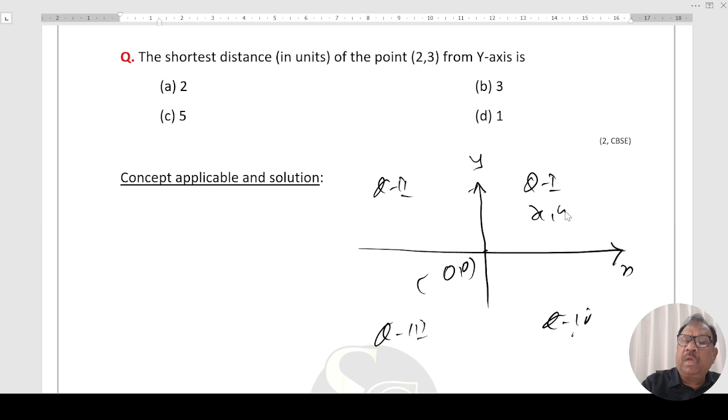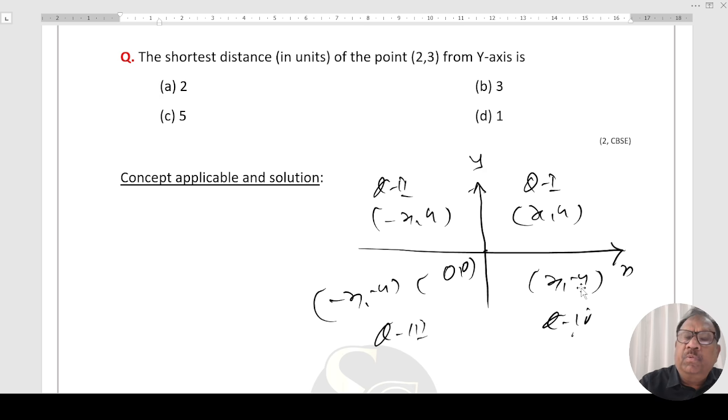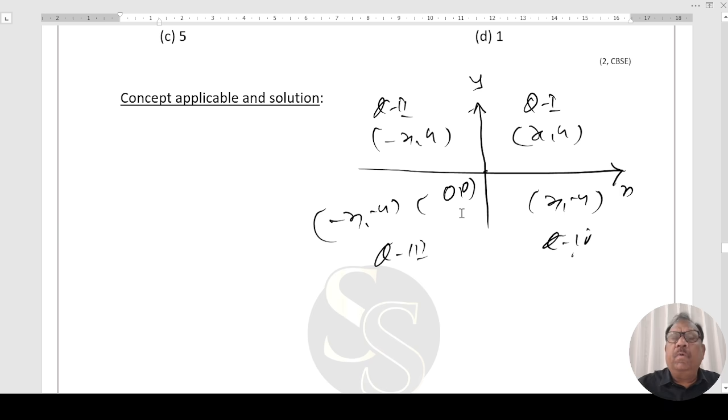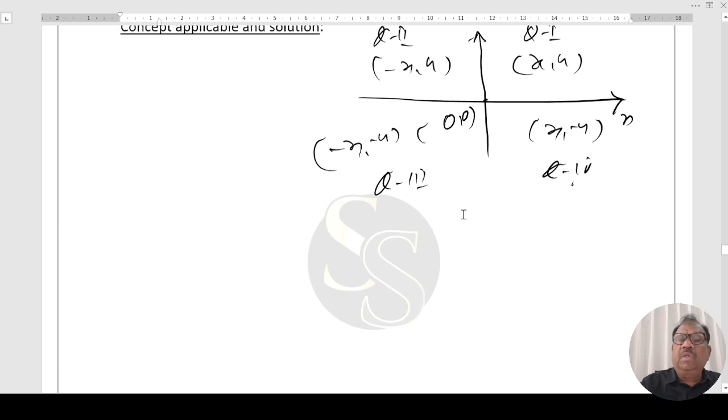In this quadrant the point is (x, y). In this one the point is (minus x, y). In this one the point is (minus x, minus y). In this case the point is (x, minus y). Depending on the question, it can be asked in which quadrant the point lies, ठीक है?